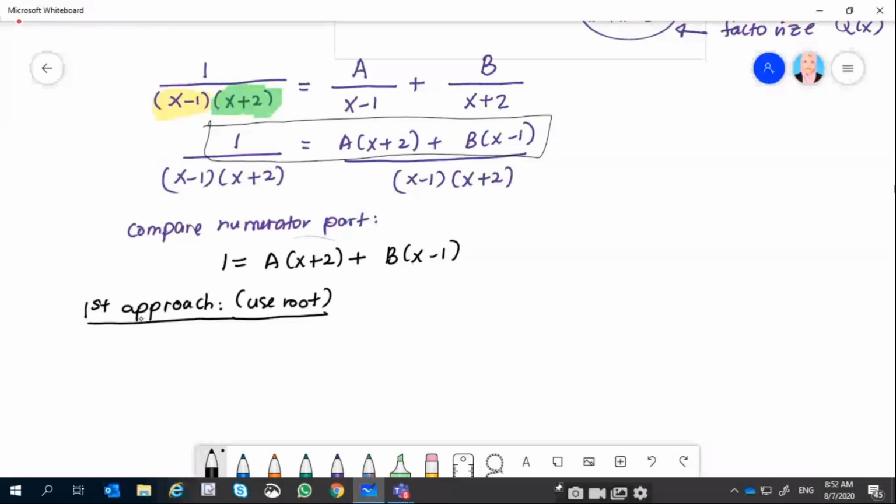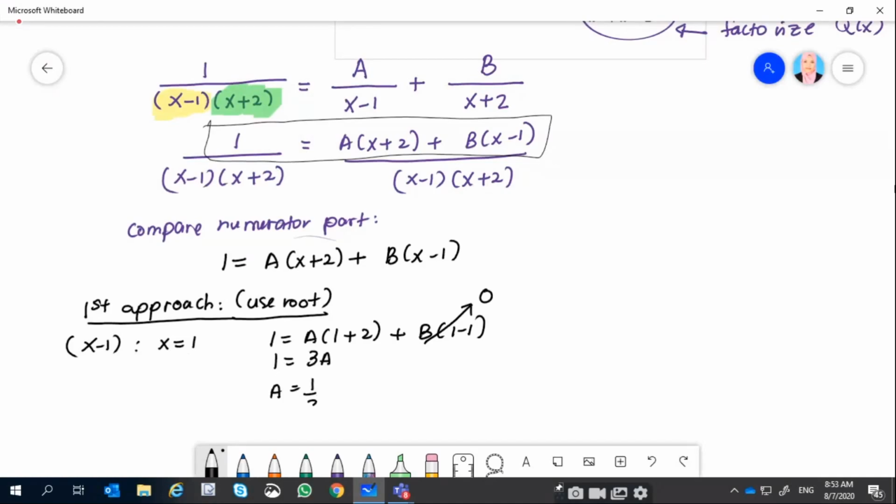Okay, I start from the first factor that I have here, which is s minus 1. From s minus 1, I can get the first root, which is s equals 1. So I substitute s equals 1 into the numerator part here. 1 equals a(1 plus 2) plus b(1 minus 1). So this is 0. So 3a equals 1, a equals 1 over 3.